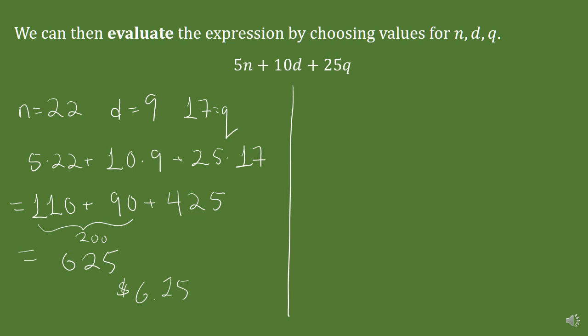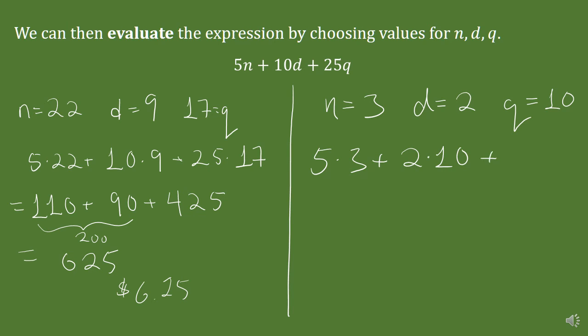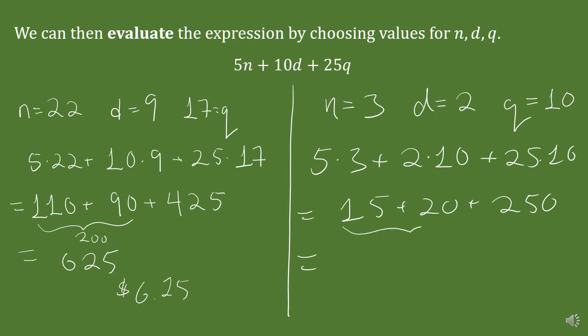You could pick some other values for n, d, and q. So n equals, let's make it easier this time, 3, d equals 2, and q equals, who cares, 10. So that's 5 times 3 plus 2 times 10, or 10 times 2, plus 25 times 10. And so 15 plus 20 plus 250. And so these ones are 35, so 285.